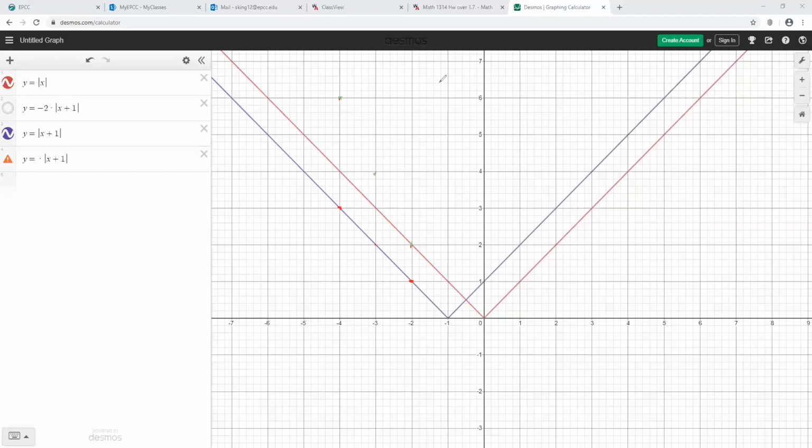How far away is this point right here from the x-axis? It stays the same.